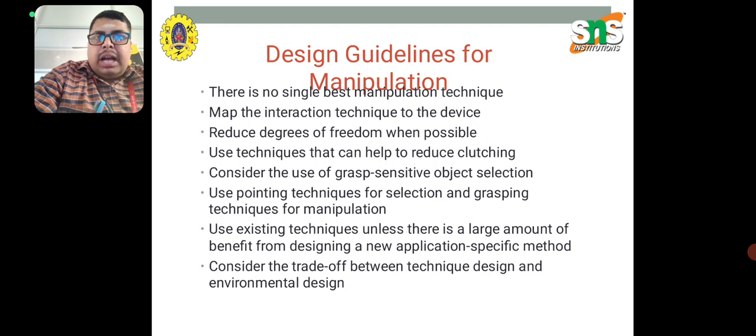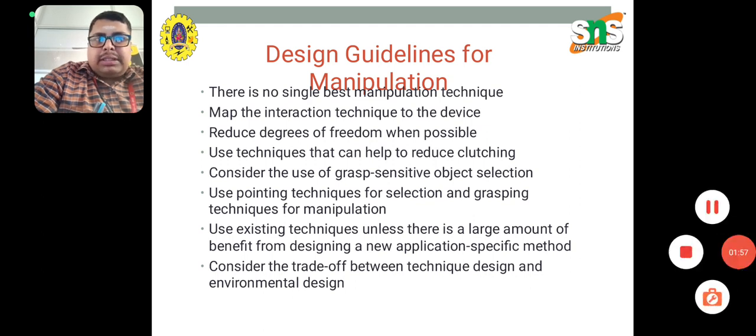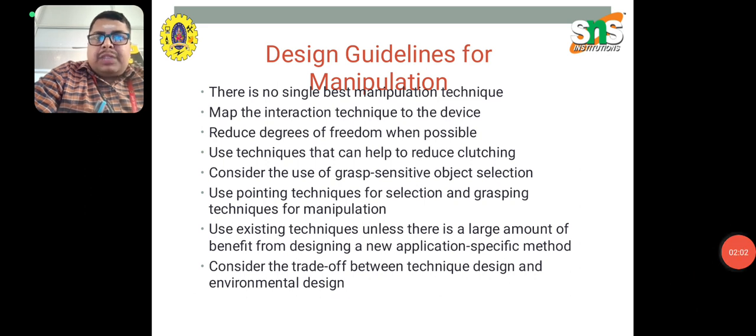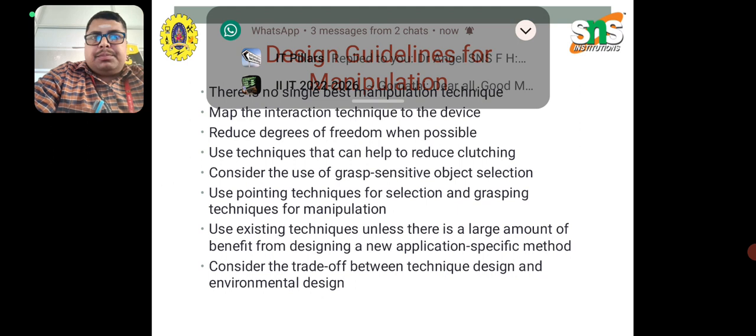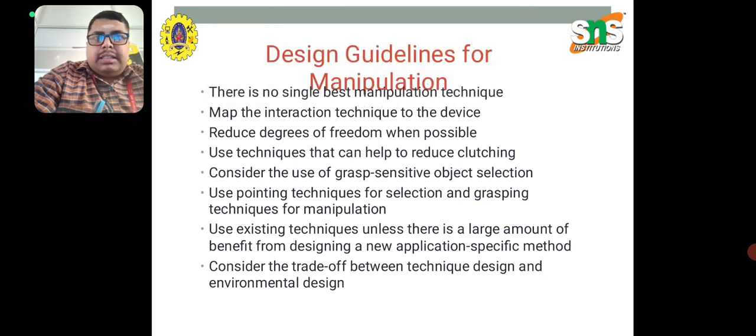Hence, we repeat the design guidelines for manipulation. There's no single best manipulation technique. Map the interaction technique to the devices. Reduce the degrees of freedom when possible. Use interaction techniques that can help reduce clutching. Consider grab-sensitive object selection. Use pointing techniques for selection and grasping techniques for manipulation. Use existing techniques unless there is a large benefit from designing a new application-specific method. Consider the trade-off between technique design and environmental design.